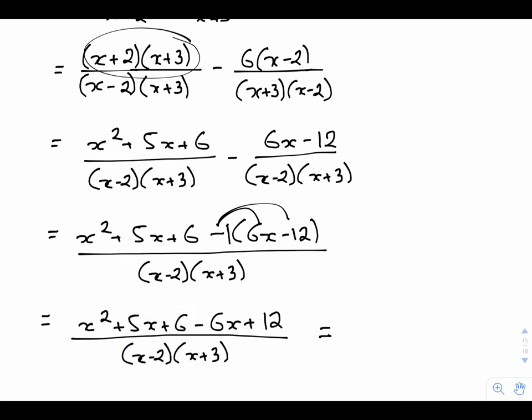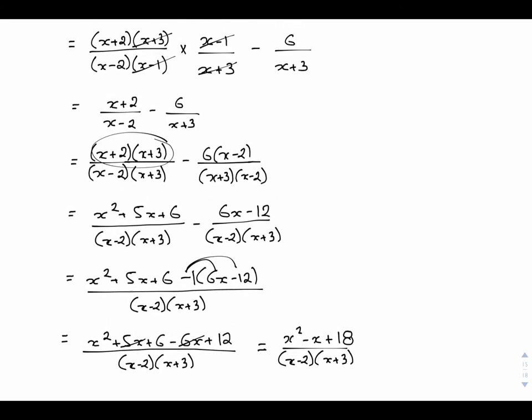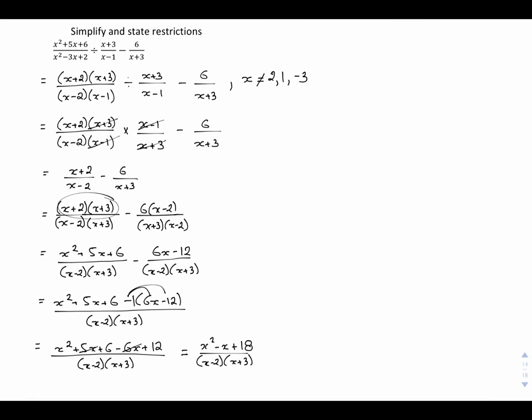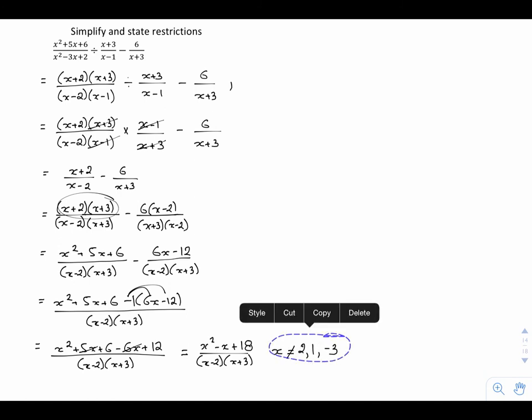So we're almost done. It's a matter of collecting like terms in our numerator. The x squared has nothing like to it. The 5x and the negative 6x becomes negative x, and the 6 and the 12 becomes positive 18. And my same denominator goes down here, and I believe that's it. Okay, we've stated our restrictions up at the top there. So if I want, I could essentially just move them down here. But as long as they're stated somewhere on the page, that's all that really matters.